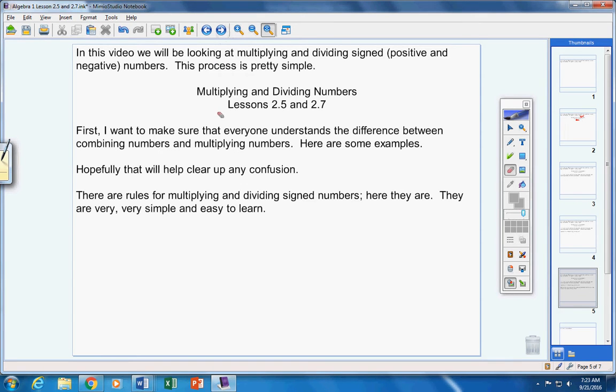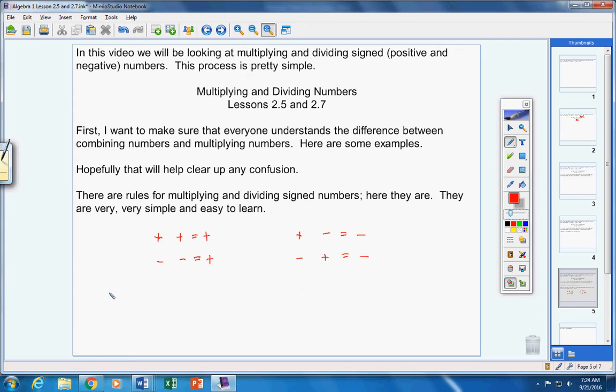Now, there are rules for multiplying and dividing signed numbers. Here they are. They are so very, very simple and easy to learn. Please copy this in your notes. If you multiply a positive times a positive, you get a positive. If you multiply a negative times a negative, you get a positive. So easy. If you multiply a positive times a negative, you get a negative. And if you multiply a negative times a positive, you get a negative.